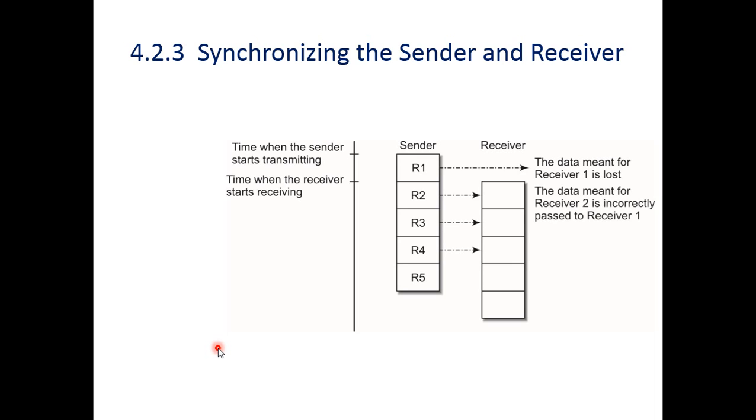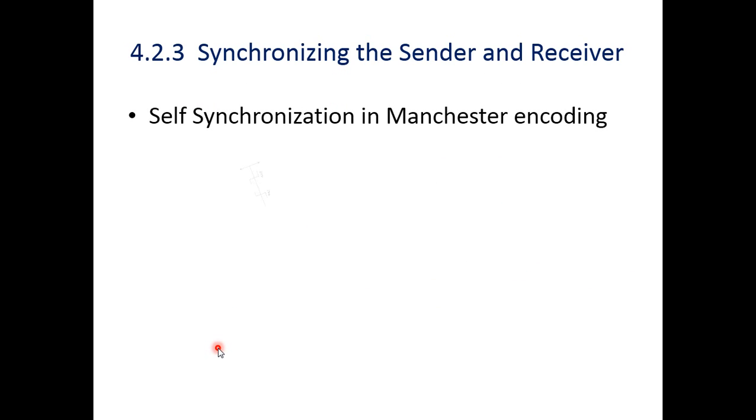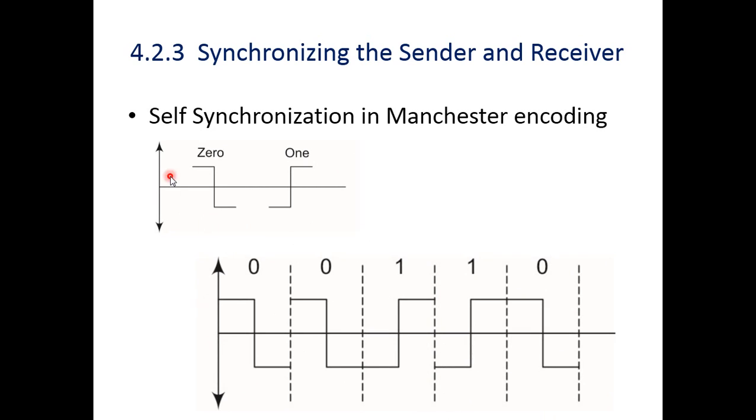physical layer is synchronizing the sender and the receiver, as we discussed. Self-synchronization is achieved in Manchester encoding. Here 0 is represented in this fashion: high first and then low, and 1 is represented like that: first low and the next part high.